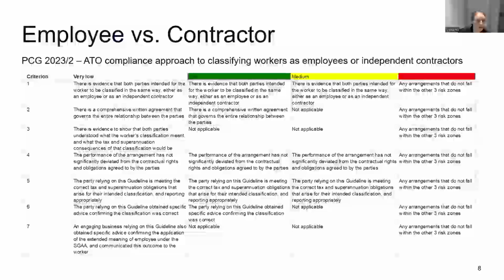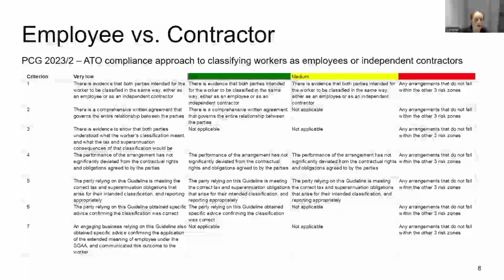And then also to fall into the very low and low risk category, just looking at point 6, you need to have obtained specific advice confirming that the classification was correct. So that's for the very low and low risk category, and that's referring to just the general definition of employee, not the SG definition. So that's sort of the difference between the very low and the low category. For the low category, you need to have advice for both the general definition and super guarantee purposes.